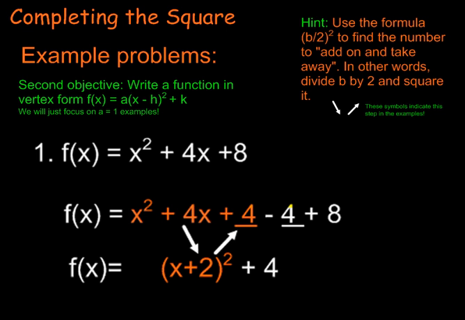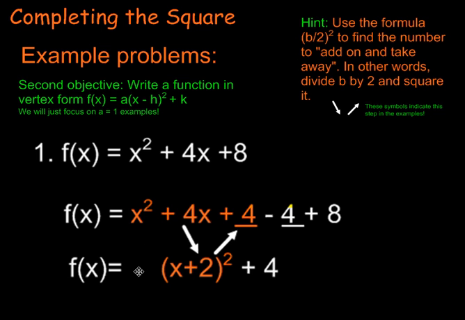So what I advise students to do on their paper is write down, for the second step, x squared plus 4x plus blank minus blank plus 8. I then advise them to do the next step where they make the parentheses, x plus blank squared plus blank, and then they're going to fill in the blanks.